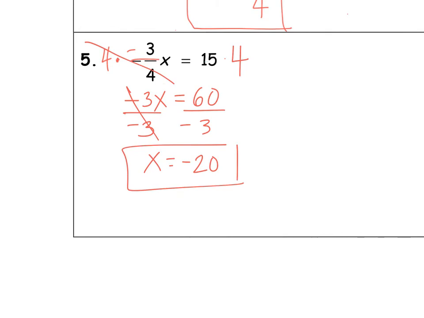So if fractions confuse you, you might want to go with this method of just find what your denominator is. Technically, what a denominator or fraction is saying is divided by. So if you're dividing by 4, do the opposite. Multiply by 4.